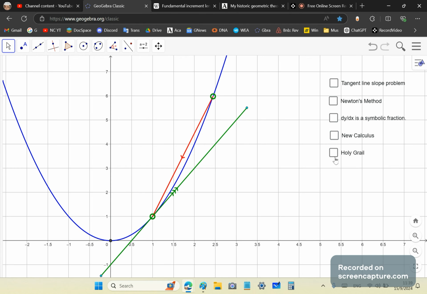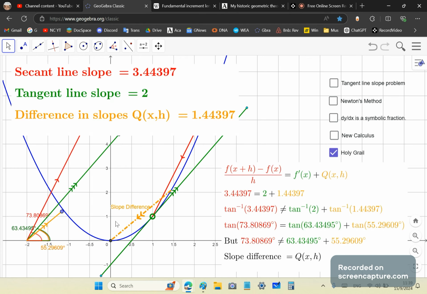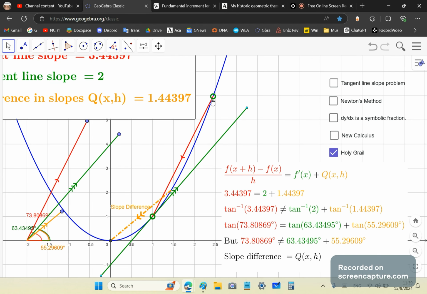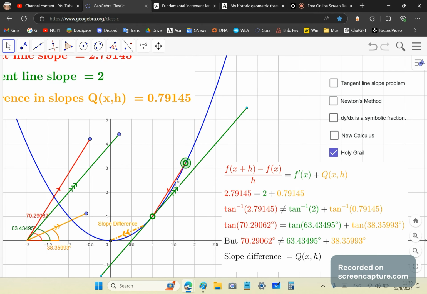Then what is the Holy Grail? The Holy Grail shows you that. So what have I done here? I've taken this same non-parallel secant line and I've positioned it right here on the x-axis. I've done the same with the tangent line. And the reason I've done that is so that I can see what happens as these 2 points come together.